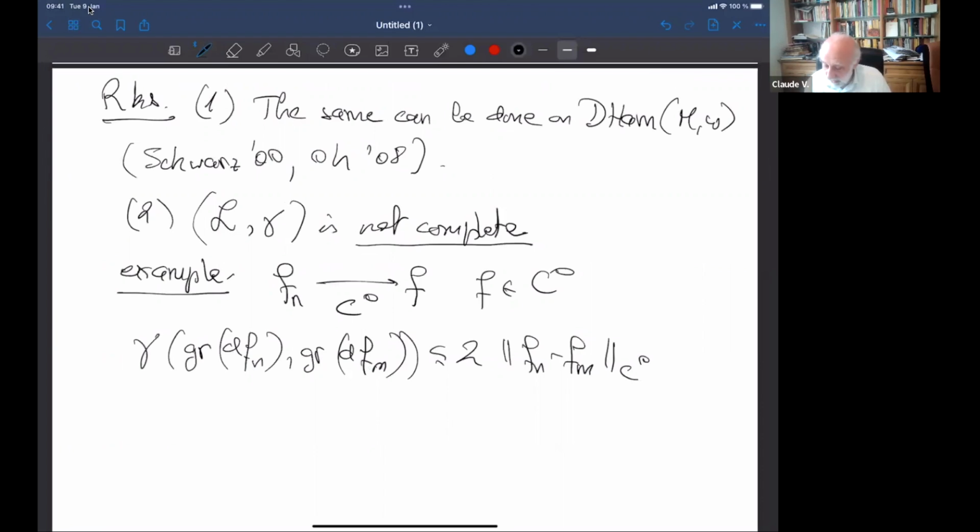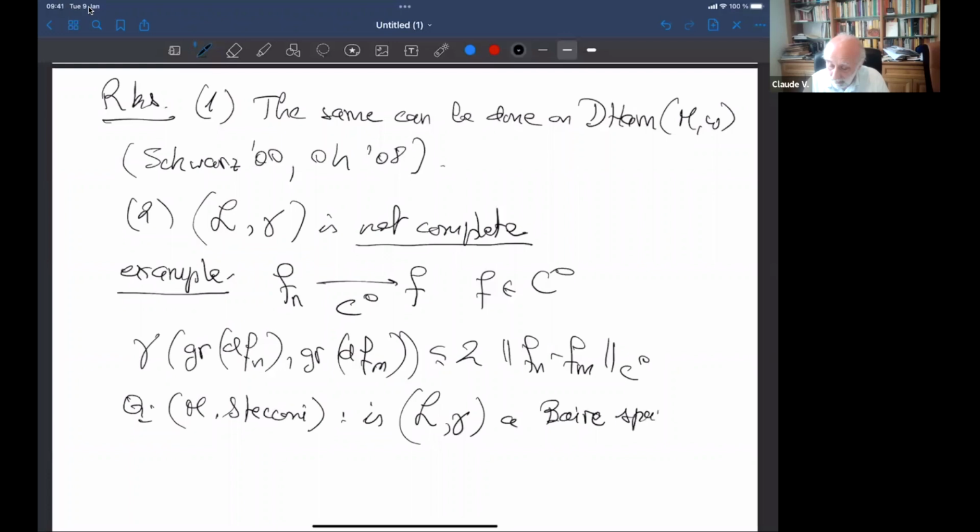Actually, there was a question by Michele Stecconi. Is L gamma still a Polish space or a Baire space? I will just say a Baire space. So it could be, you see, a space can be non-complete, but still be either a Polish space, which means by changing the metric but keeping the same topology, you can get a complete space, or just say it's a Baire space, it satisfies the Baire property. In particular, if your space is already a countable intersection of open sets in a complete space, then it will have the Baire property. So it's said to be a Baire space.